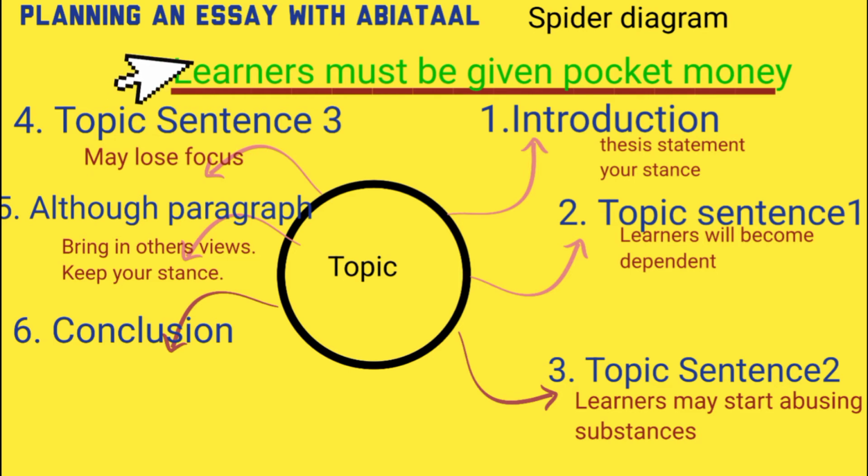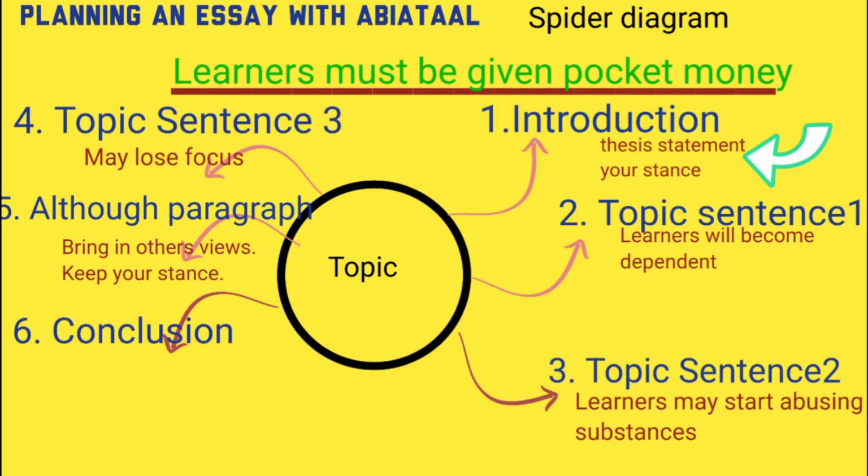Our topic is learners must be given pocket money, and we are planning this essay using the spider diagram. The legs on the right hand of my spider, I've started with number 1, which is an introduction. In my introduction, I'm going to give my thesis statement, the stance. Am I supporting or opposing? And I've already told you that I'm not supporting that learners must be given pocket money. No, they should not be given pocket money.